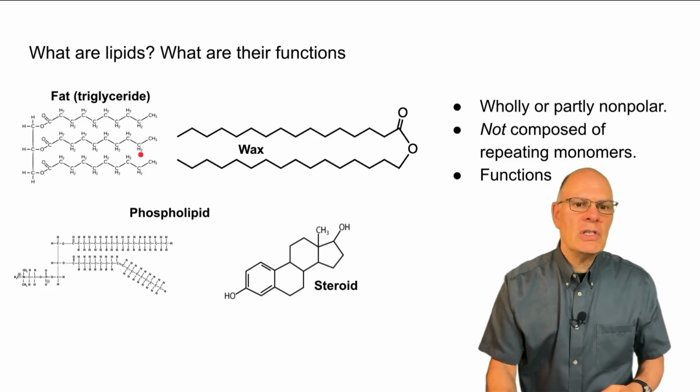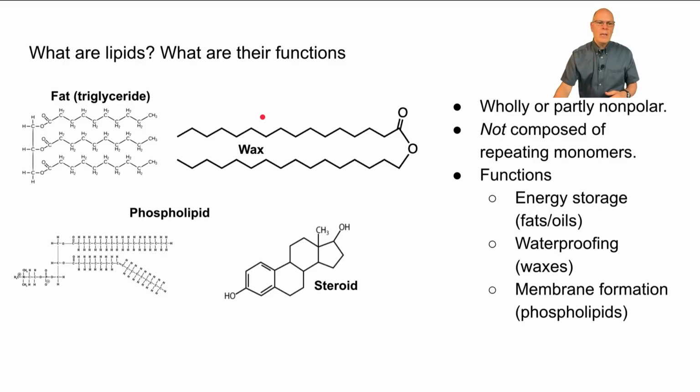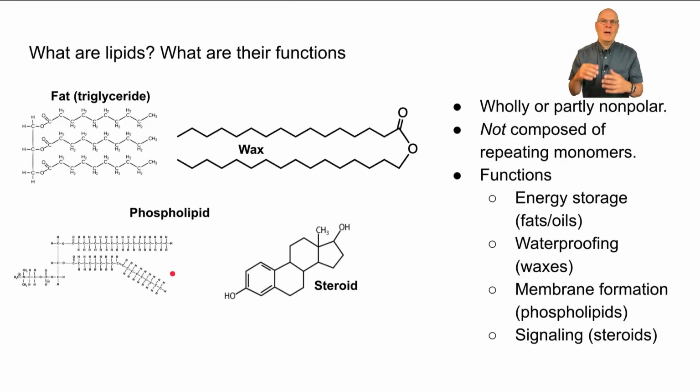So what are their functions? Well, over here we have a fat, a triglyceride, and that's used for energy storage. That's true in both animals and plants. In animals, those fats are usually solid. In plants, those fats are usually liquid. We call them oils. Here's a wax. Waxes are used for waterproofing. This molecule is a phospholipid. It makes up cell membranes. We'll talk about that later. And then we have a steroid hormone like estrogen or testosterone that's used for signaling.